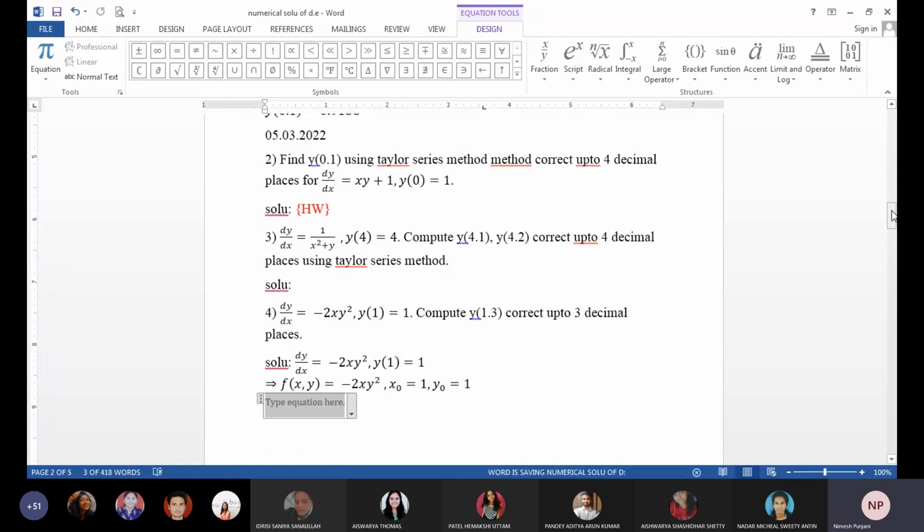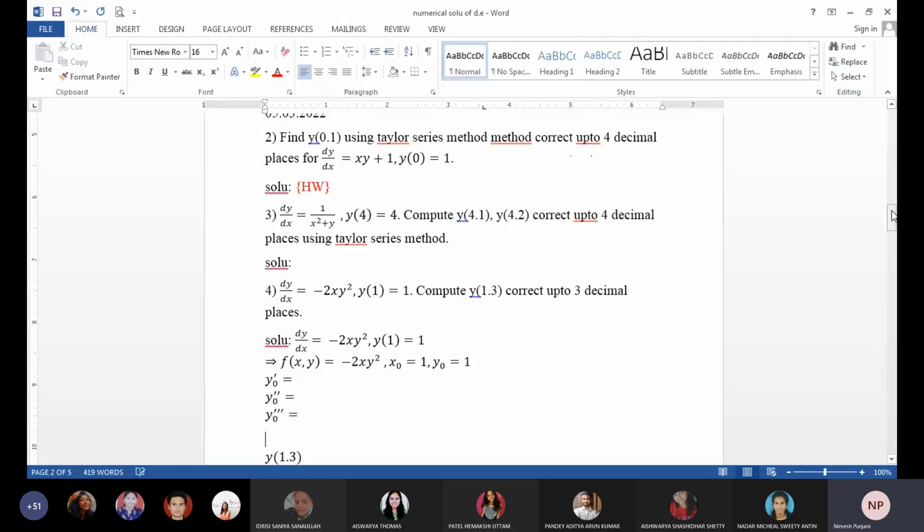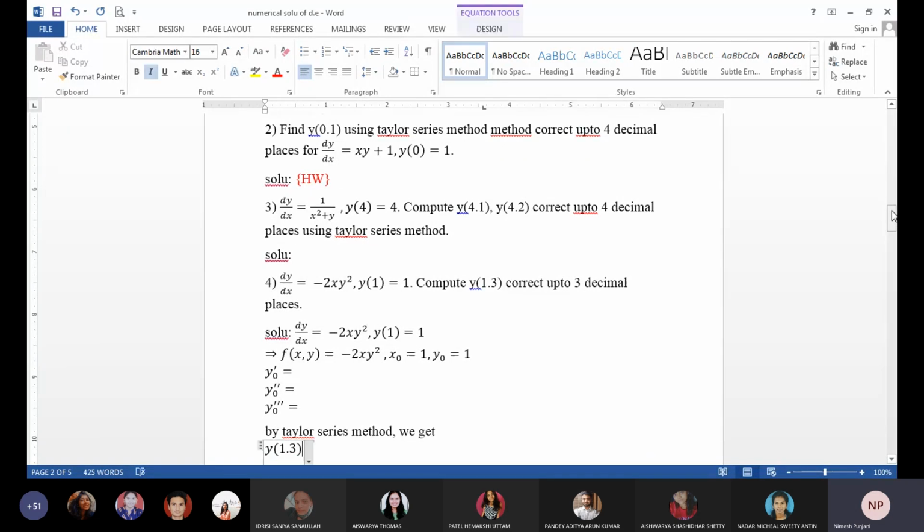Tell me the answer. So what I will do is y0 dash, y0 double dash, y0 triple dash, ये सब फाइंड करो. उसके बाद directly you can apply your Taylor series method. So you can say by Taylor series method we get, okay, first write down the formula.